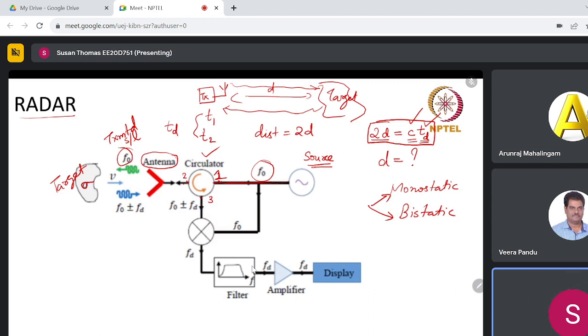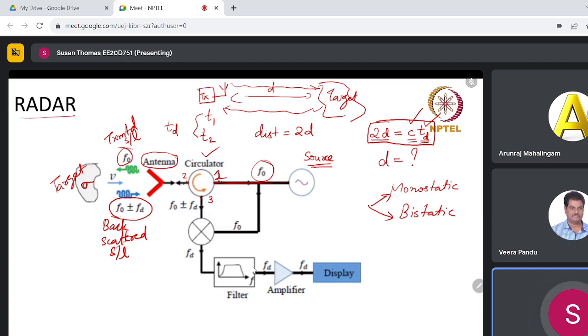Now, after hitting the target, there will be a backscattered signal. If there is a change in frequency for the backscattered signal, why will there be a change in frequency? Because the target is moving at a velocity v. Suppose the target is moving at a velocity v, then there will be a shift in the frequency of the backscattered signal. So F0 will become F0 plus or minus Fd.